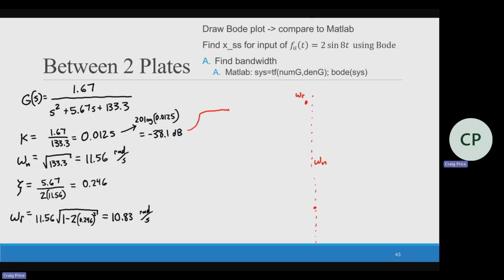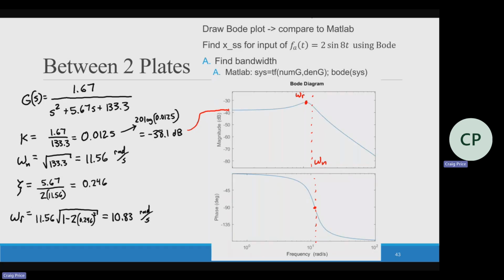Whereas natural frequency, this is the corner. This is where a lot of stuff kind of lines up. The resonant frequency is always to the left, just depending on how much damping we have. And then this is what our graph looks like.